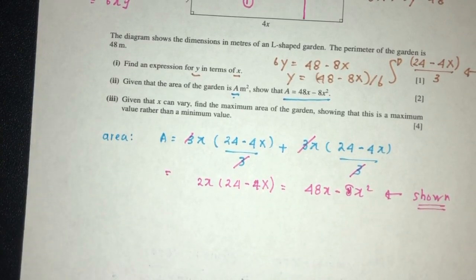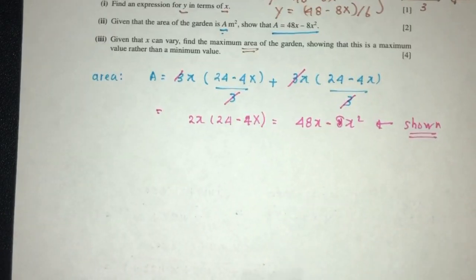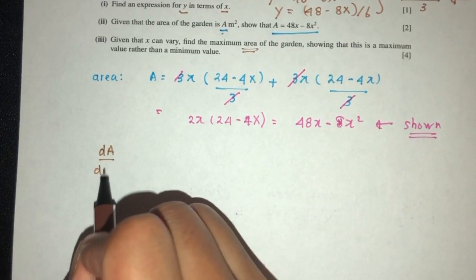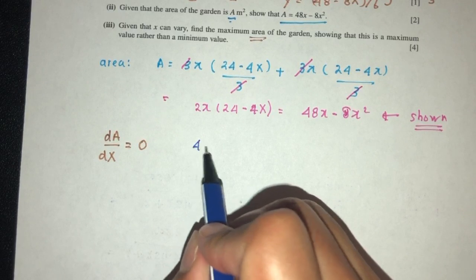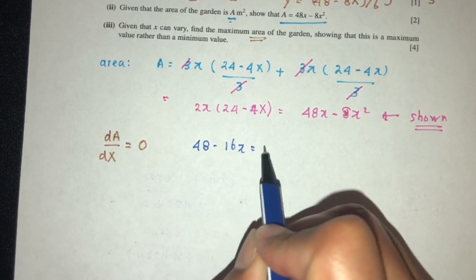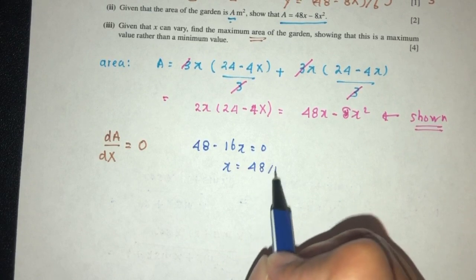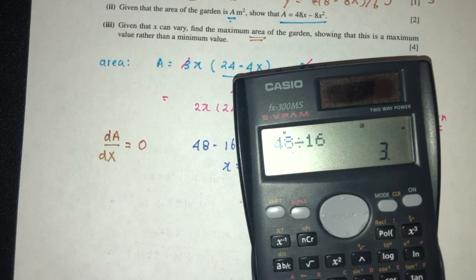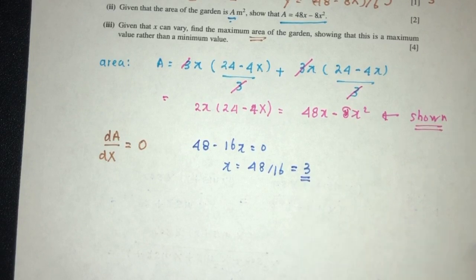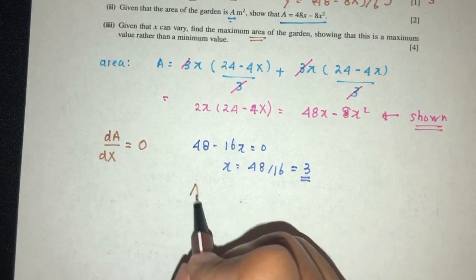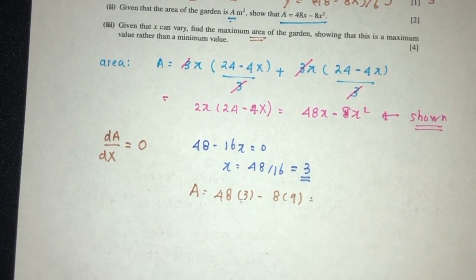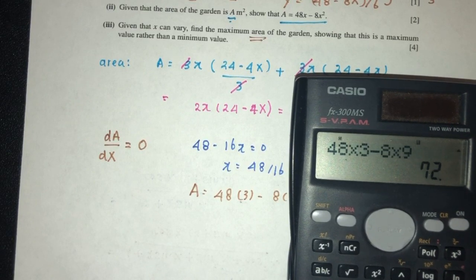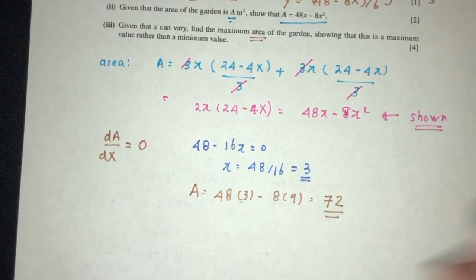Now next one. For part 3, given x can change, find the maximum area of the garden. So if we define the max or the min value, we have to look at dA by dx equal to 0. So let's first find dA by dx. That will be 48 minus 16x is 0. x will be 48 divided by 16, that will be 3. Now replace back in your equation to find the area at this value. That should be 48 times 3 minus 8 times 9, that should be 72. This is the maximum area.